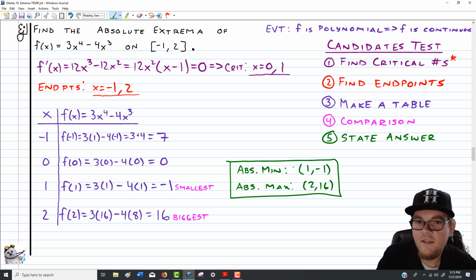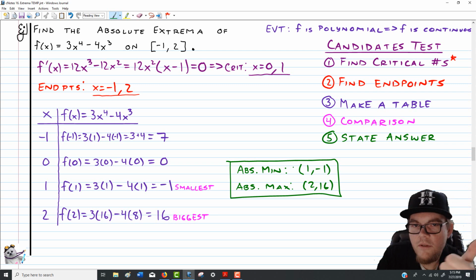And again, all we did with the candidates test, it seems like crazy intense, but it's really not. All we did was find the critical numbers using the derivative and setting it equal to 0. You'll find later that's a pretty common technique in calculus. Second, we looked at the endpoints. Third, we made a quick table and made some comparisons of the y values at each of those candidates.